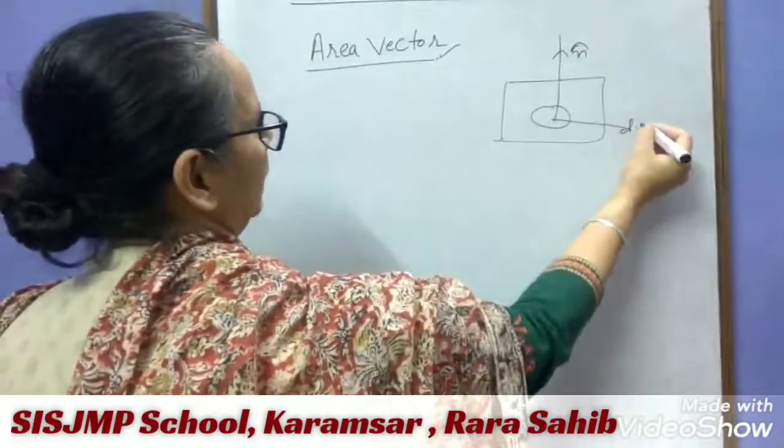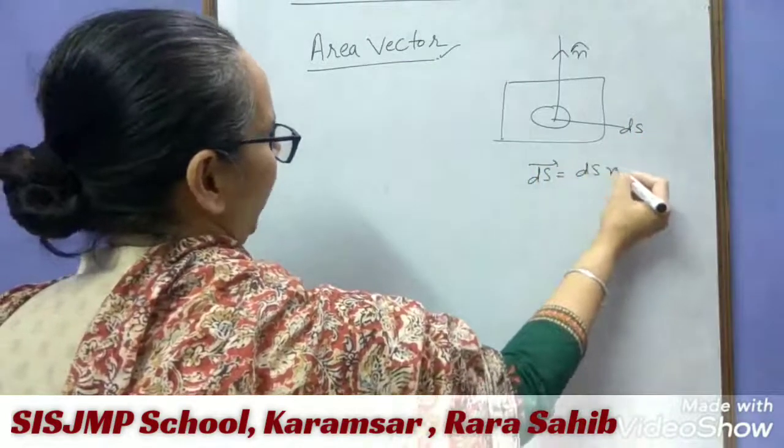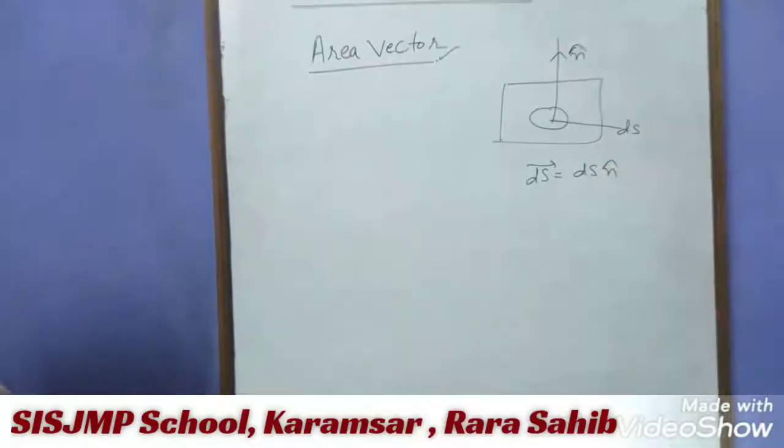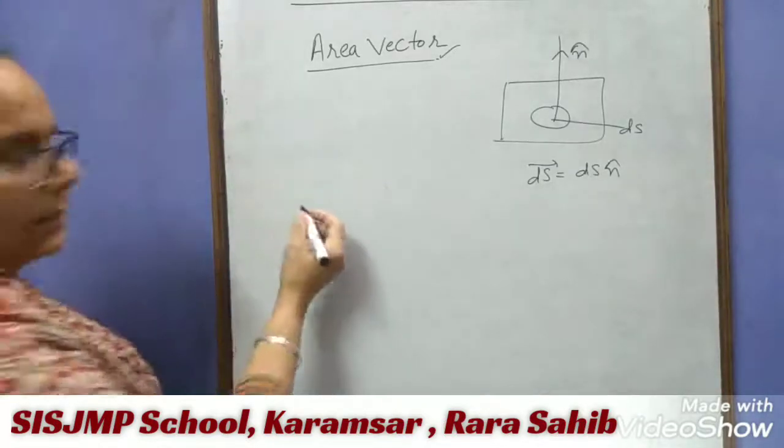This is area element ds. Then area vector is a vector perpendicular to the surface and outward. And it is a hypothetical concept. Every time we consider it perpendicular and outward to the surface.